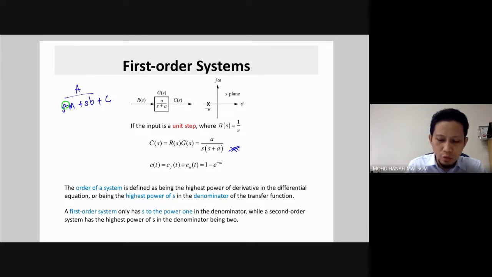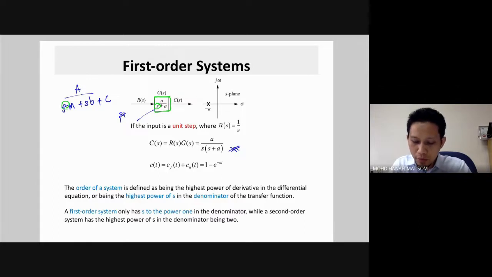In this case we have G(s), and G(s) is a over s plus a. The highest power of s in the transfer function G(s) here is 1, s to the power of 1, so the system is a first order system. A first order system only has s to the power of 1 in the denominator, while a second order system has the highest power of s in the denominator being 2. This is what I explained just now.